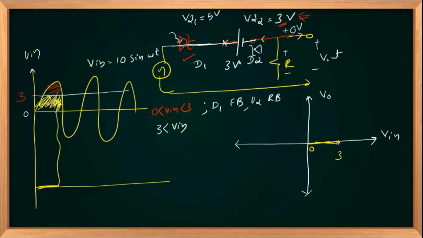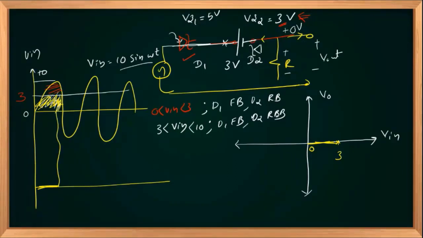So you're actually subtracting 3 volts from 10 sine omega t. And our upper limit is 10 volts here. So I'll write 3 to 10. V in is between 3 to 10. No change in D1 status, forward biased. But D2 is in reverse breakdown mode, reverse biased and breakdown.